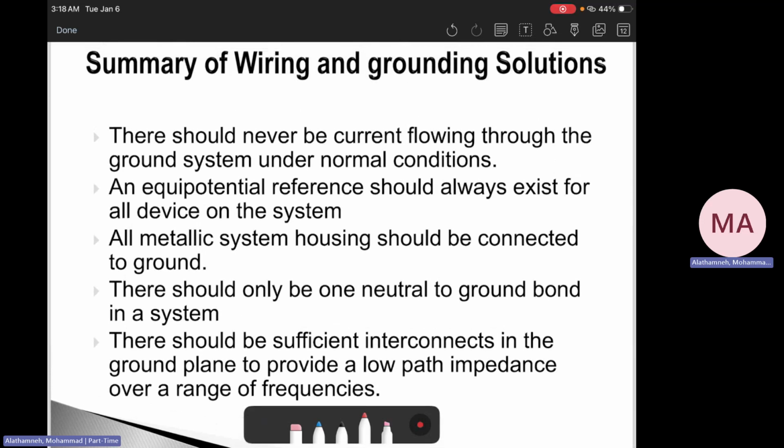Then here is the summary of wiring and grounding solutions. No current should flow in the grounding conductor under normal conditions. This is a golden statement. If you measure currents on the protective earthing, there should be no current. If there is a current, something wrong is happening, which can be multiple neutral to ground bonds. Equipotential reference: all devices should share nearly the same reference potential. This reduces noise and prevents shock risk. And bond all metallic housings, so never leave a metal floating. A floating metal can eventually become energized. Only one neutral to ground bond. Basically, this prevents parallel return paths and keeps the earth protection clean.